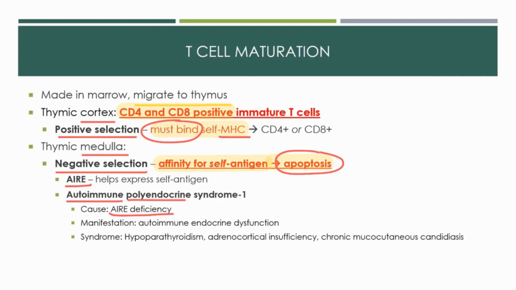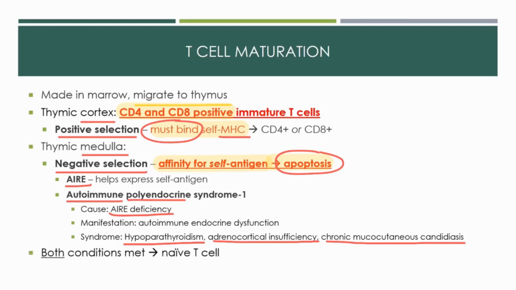Common features include a triad of hypoparathyroidism, adrenocortical insufficiency, and this is one way to get chronic mucocutaneous candidiasis. You can also get other autoimmune problems like vitiligo, alopecia, and ectodermal dystrophy, which manifests as tooth, nail, and cornea abnormalities. If you see this on a test, and it's likely that you won't, not super high yield, then they'll probably make the endocrine dysfunction fairly obvious.